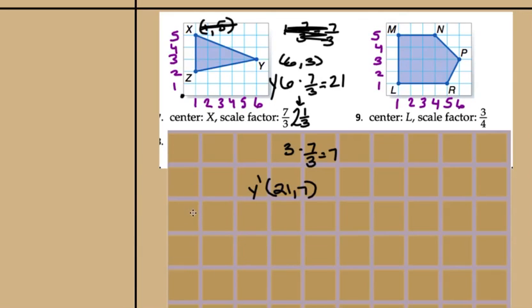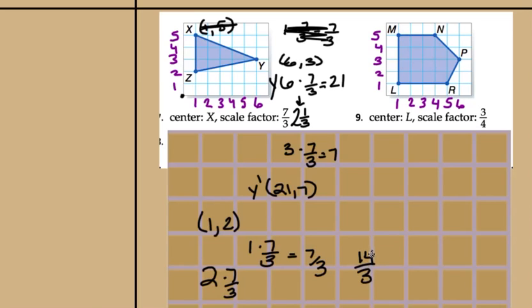And then do the same thing for Z. If Z is 1, 2, again, you're going to take 1 times 7/3, and you'll get 7/3, and you will take 2 times 7/3, and you will get 14/3, which you convert, so we're going to have 4 and 2/3. So our new points are 2 1/3 and 4 2/3.